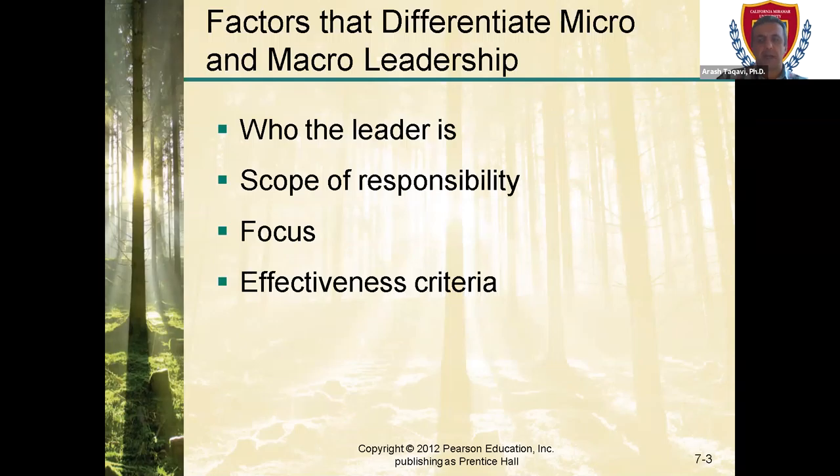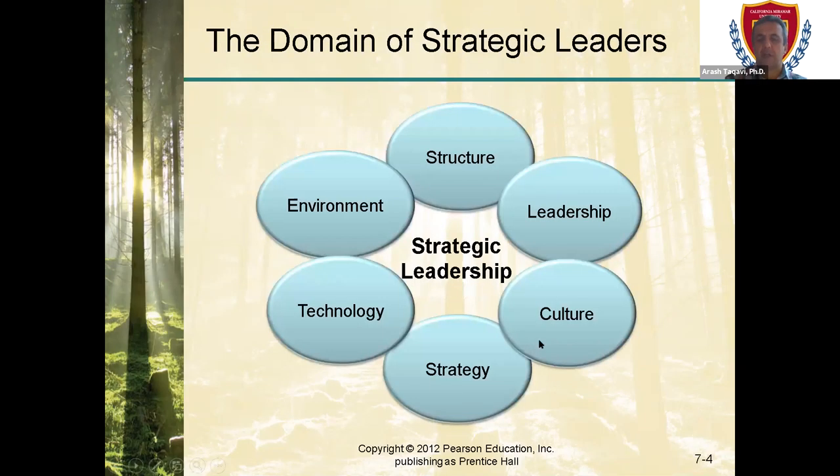what are the differentiating factors between micro leaders and operational leaders? We should talk about four areas, four questions, or four topics. At first, who the leader is. There's a huge difference between the personality and the character of the leader and the target of the leader. After that, we will talk about the scope of leadership, the scope of responsibility. The second one is the scope of responsibility. The third, the focus of leadership. And four, the effectiveness criteria. What are the effectiveness criteria of leadership?